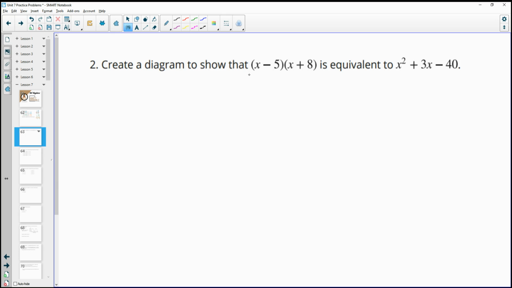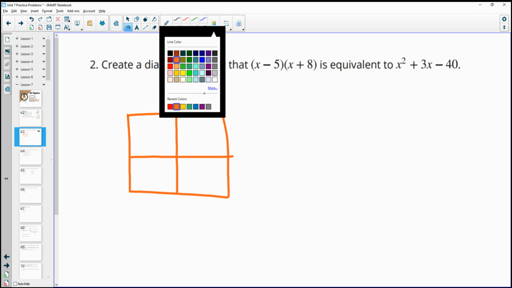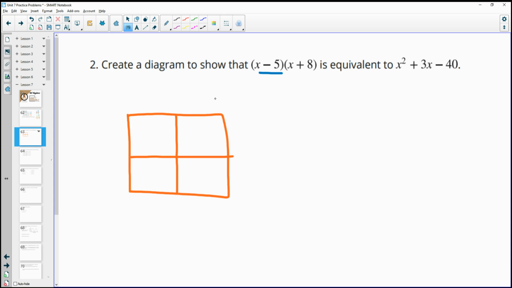Number 2, create a diagram to show that x minus 5 times x plus 8 is equivalent to x squared plus 3x minus 40. So I'm just going to do the area model for this, where we draw the number of rectangles as we have terms on each. So I've got a 2-term by 2-term polynomial. And so I'm just going to write one of them along the side, so the x and the minus 5. And then I'm going to write the other one along the top, and that's x and positive 8.